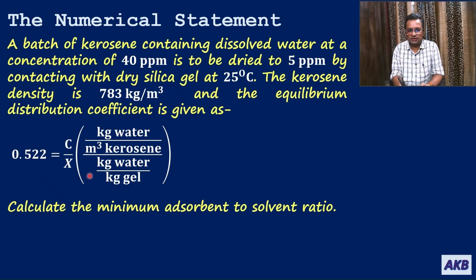And the equation for the equilibrium distribution coefficient is 0.522, that is equal to capital C upon capital X. Capital C is kg of water per meter cube of kerosene and capital X is kg water per kg silica gel. That means this is the equilibrium relationship that is given to us. And what are we supposed to find? We are supposed to find the minimum adsorbent to solvent ratio that can be used in this operation.